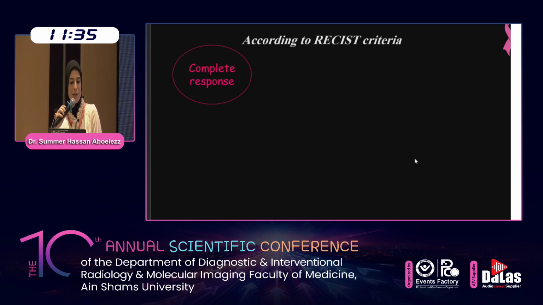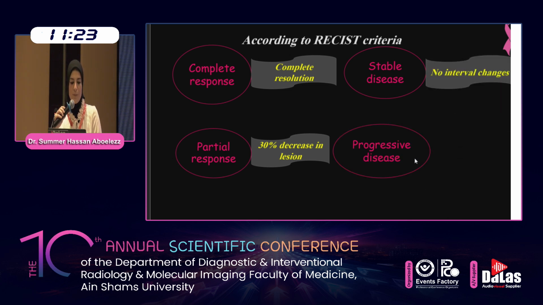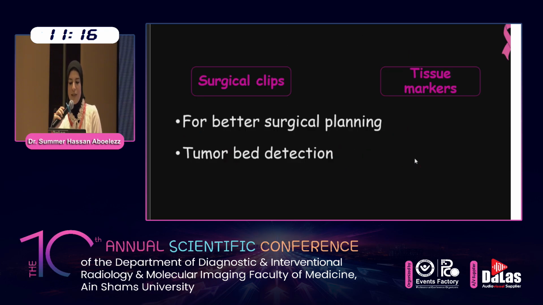According to RECIST criteria, there is either complete response, with complete resolution of the lesion, or partial response, with 30% decrease in the size of the lesion; stable disease, with no interval changes; and progressive disease, with 20% increase of the lesion or newly developed lesions. The key challenge is that the tumor may shrink or even disappear after neoadjuvant chemotherapy, making localization difficult. So we use the most common types of clips, either surgical or tissue marker, for better surgical planning and tumor bed detection.